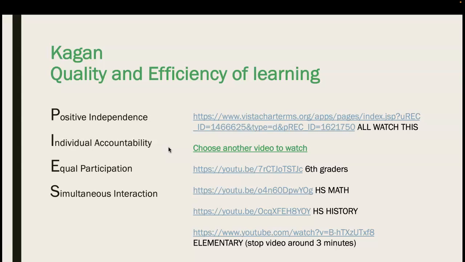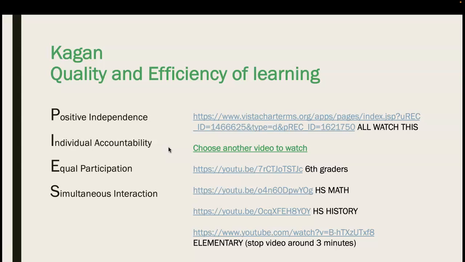At this point, you are going to go back to the slides that you have pulled up. You're going to pause this video and open these videos to watch with your team. The very first one, everyone's going to watch. And then in the next group, you can choose another video that you would like to watch.